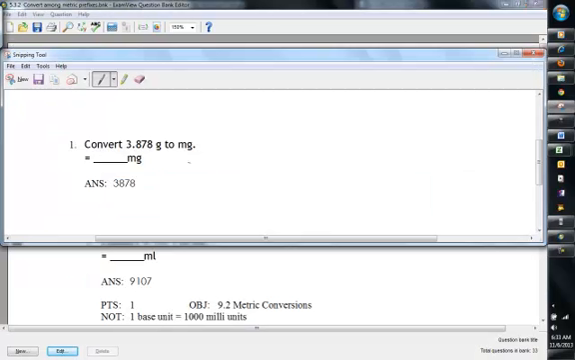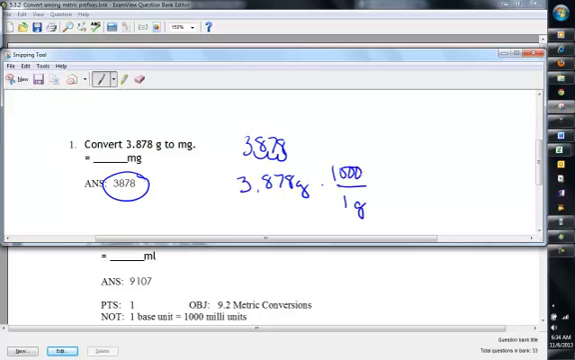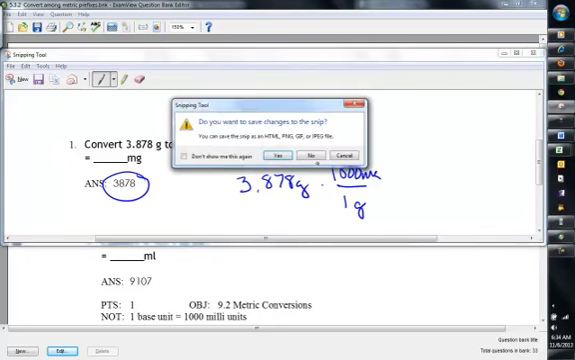All right, so 3, 8, 7, 8, 3 places to the right. 1, 2, 3 is 3,878. The other way to do this problem is to say 3.878 grams times 1 gram is 1,000 milligrams. So you would press 3.878 times 1,000 on your calculator.